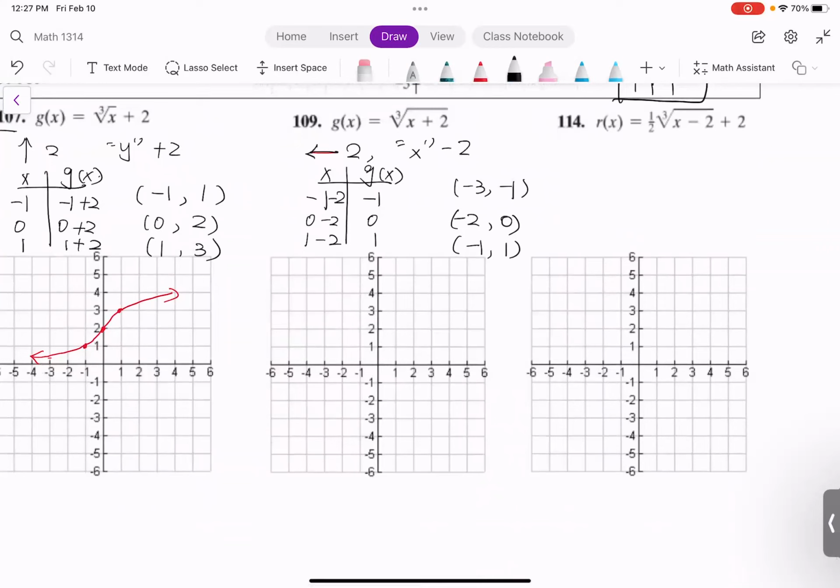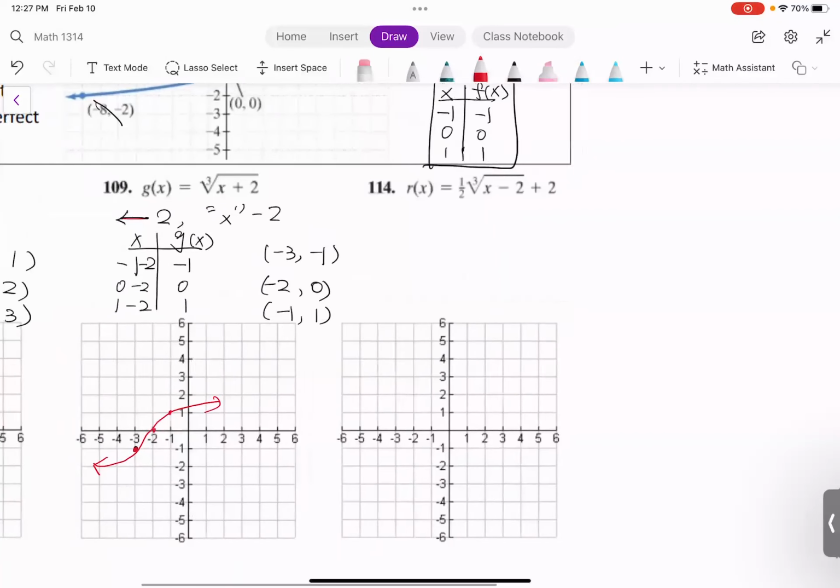(-3, -1) here. Let's see, right. And (-2, 0), (-1, 1). Okay, we must have the same shape. This is the graph. Let's see the next one, the challenging one. You see, we have more transformations.